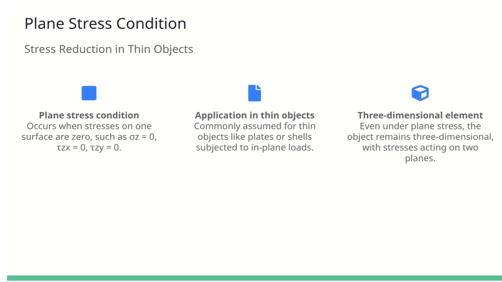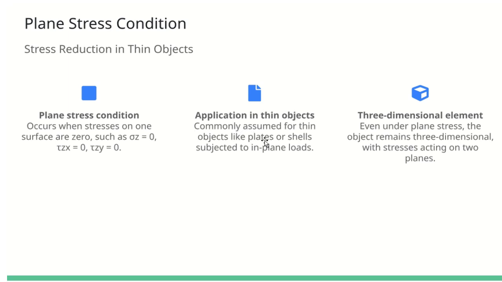Plane stress condition occurs when stresses on one surface are zero, such as sigma z, tau zx, or tau zy equal to zero, because we make them zero to make it easy to calculate the stress on the plane. Application on thin objects: commonly assumed for thin objects like plates and shells subject to in-plane loads.